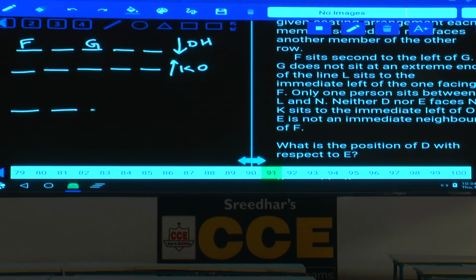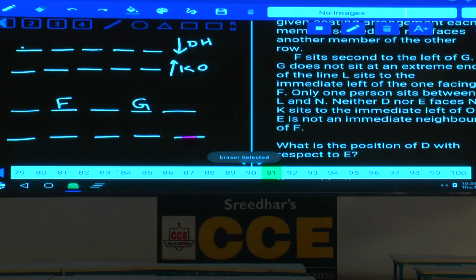If F is second from the left, G must be here because G cannot be at an extreme end. F is seated second to the left of G, and G does not sit at any one of the extreme ends. Hence, G is here and F will be here. That is one possibility. And the second possibility is G is at the third. G is here, F will be here because G cannot be at an extreme end.